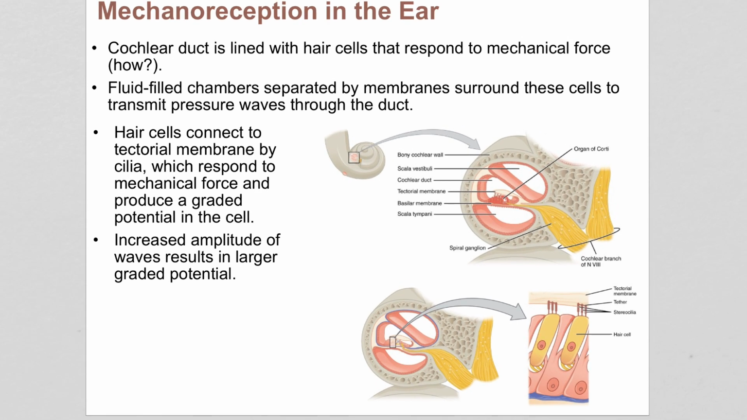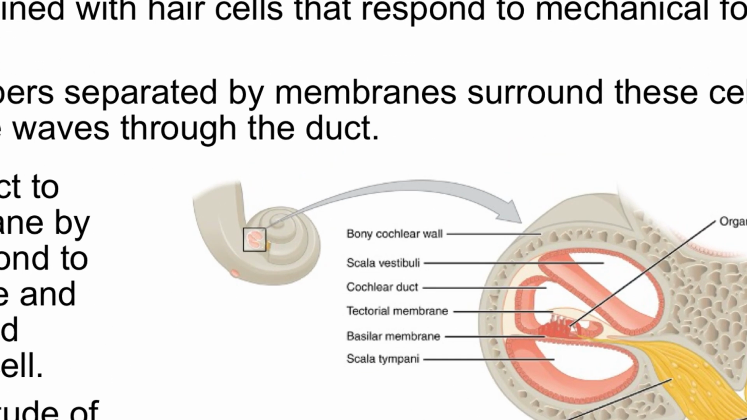Okay, so let's talk a bit more about the anatomy of how this actually works. This cochlea looks like a tube that's rolled up. It ends up looking like a snail shell. The reason it's rolled up is just to save space. If you unrolled it, it would be poking into the middle of your brain.